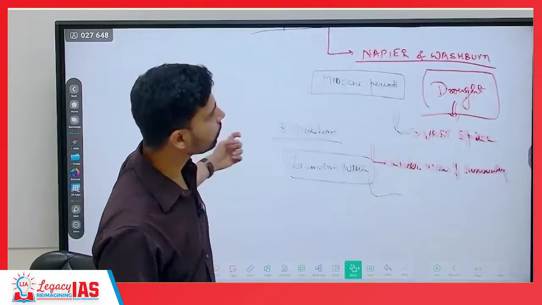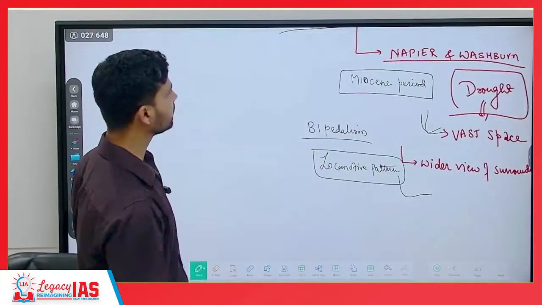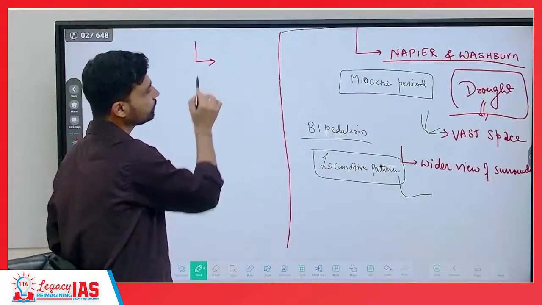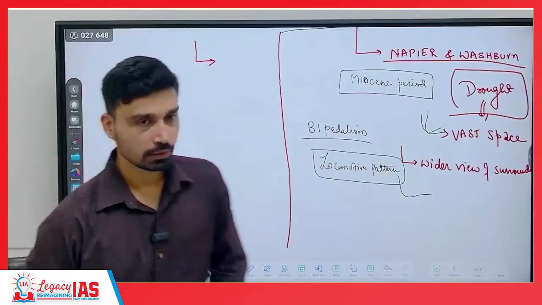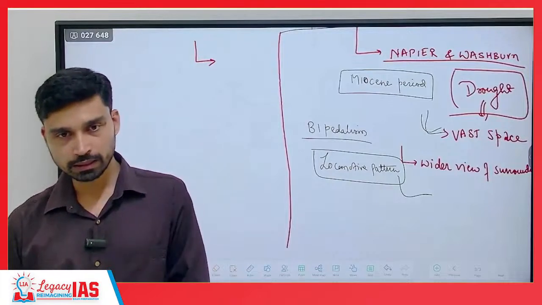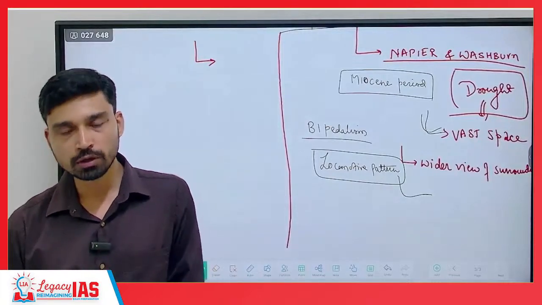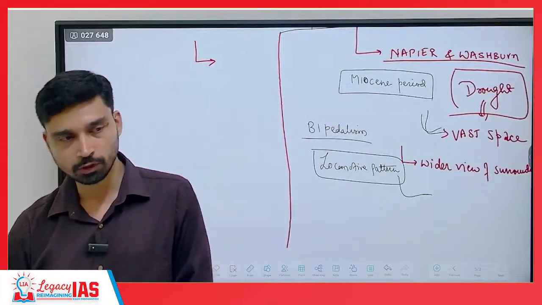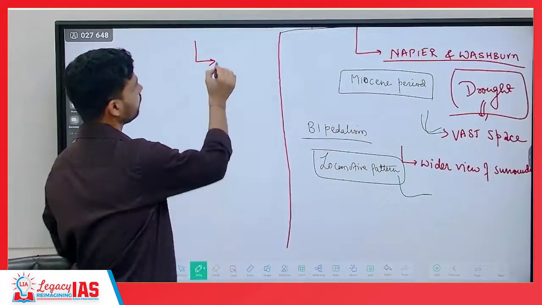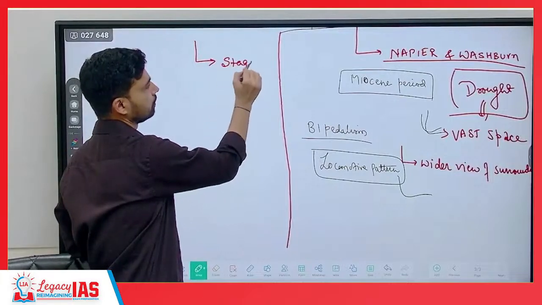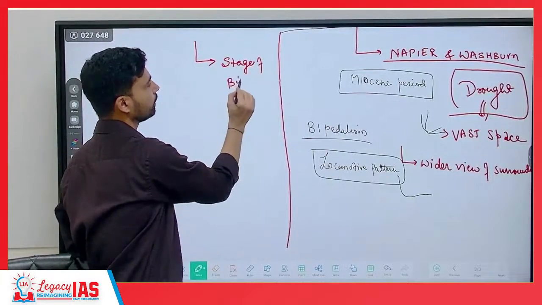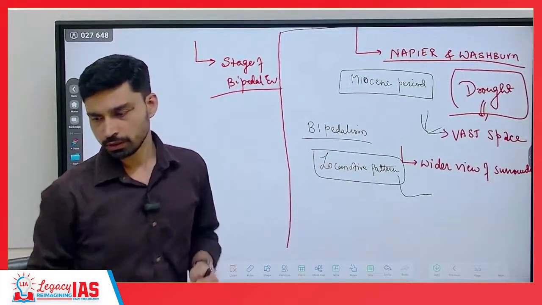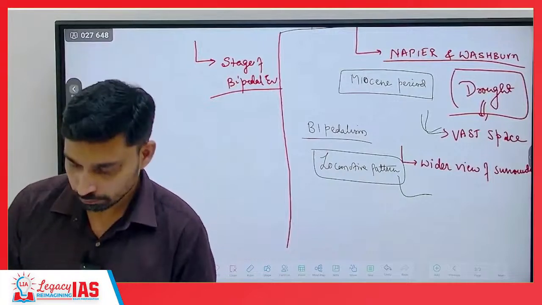Now here one more theory has been given, regarding bipedalism. What are the stages of evolution of bipedalism? Has it evolved directly from quadrupedalism, or directly from clinging, the brachiation that we discussed? So there we have a theory, the stages of bipedal evolution.